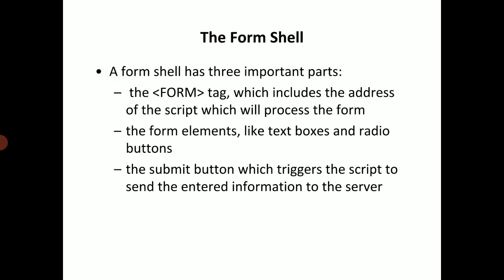The form shell. A form shell has three important parts. First, the form tag, which includes the address of the script which will process the form. This is the first part. And the second part is the form elements like controls, that is text boxes, radio buttons, lists, submit buttons, etc. We use those controls or elements. And the third one is the submit button, which triggers the script to send the entered information to the server. That is, by clicking the submit button, the filled information will be sent to the server.